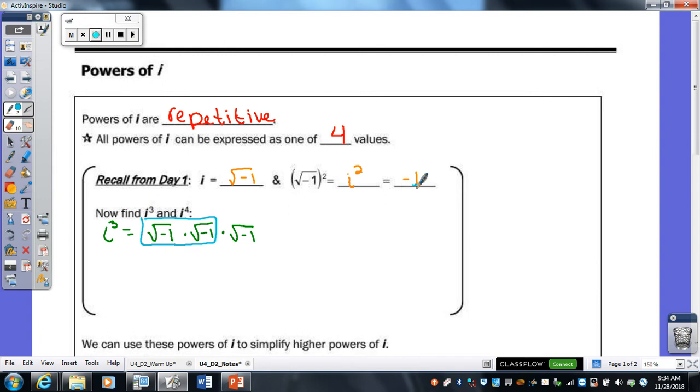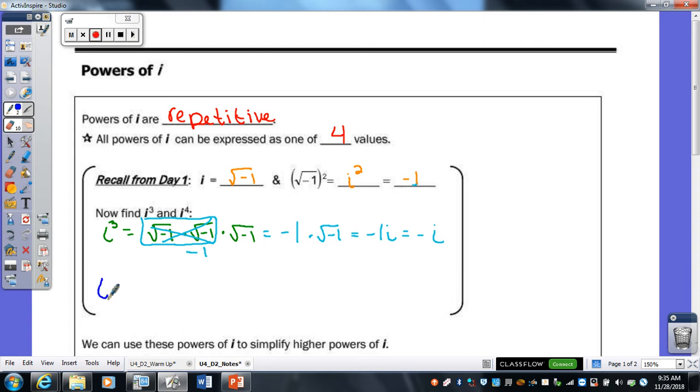So I can take this, so that really is a -1. And then I can't do anything to the square root of -1. That's just going to stay the square root of -1. Which means that's -1 times I. If I replace the square root of -1 with I again, I got -1 times I, which is really just -I. So I to the third power is -I.